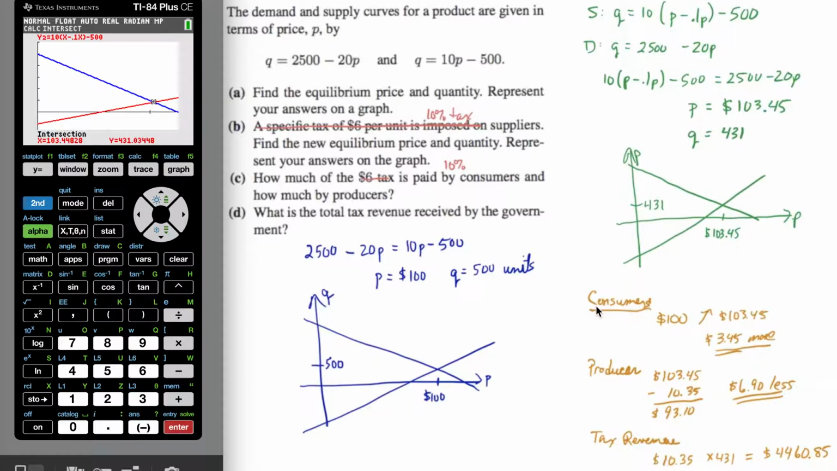So consider this. The consumers used to pay $100. Now they pay the new price of $103.45. So that's a total of $3.45 more than before. That would be their share of the tax.